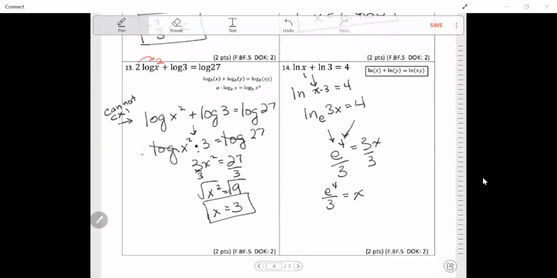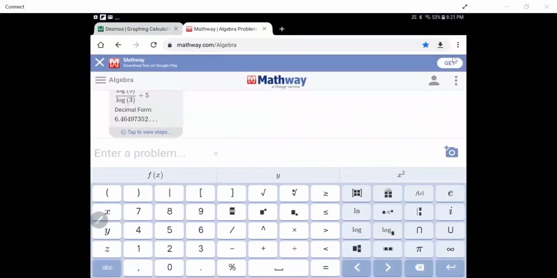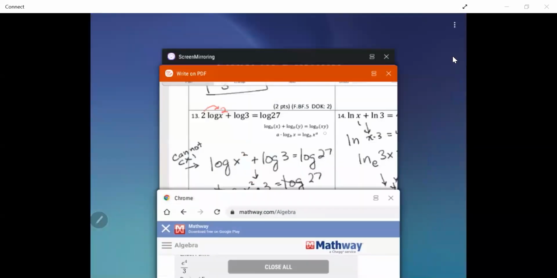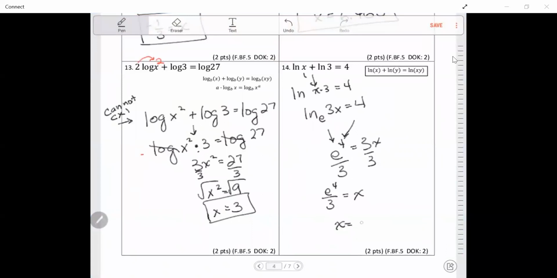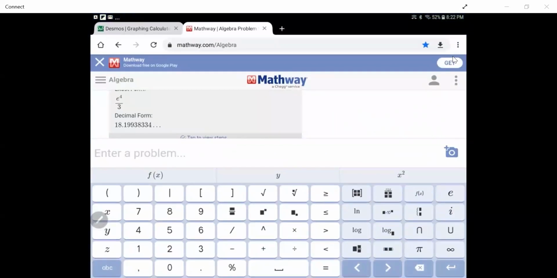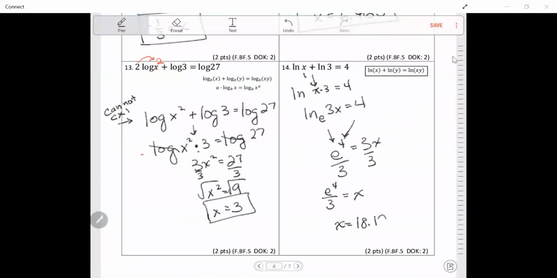e to the fourth over 3 equals x. We can write a decimal answer in here because e is just like pi. It has a value like pi does that goes on forever. And so we can actually put that in. So I'm going to put in e to the fourth power divided by 3. I think it was divided by 3. I'll have to check later just to make sure. Okay, and so it says it's 18.199. Was it divided by 3? Yes. Okay, so x equals 18.199. All right. And actually, if you wrote your answer like this, I would mark that correct also. Both of those answers are correct.